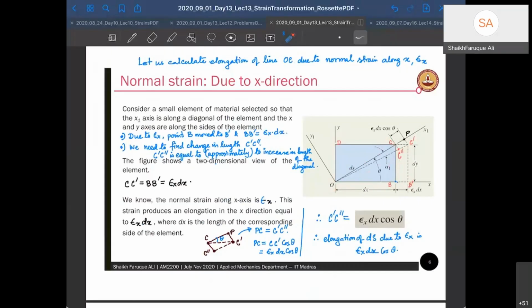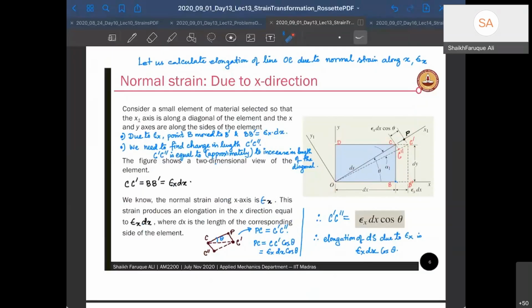So your C moves to C dash, therefore OC has moved to OC dash. So the diagonal has moved. Now the change in length of the diagonal is going to be given by C dash C double dash. If you draw a perpendicular from here like this, this is the change of length due to change in this length. So how much is that change in length?